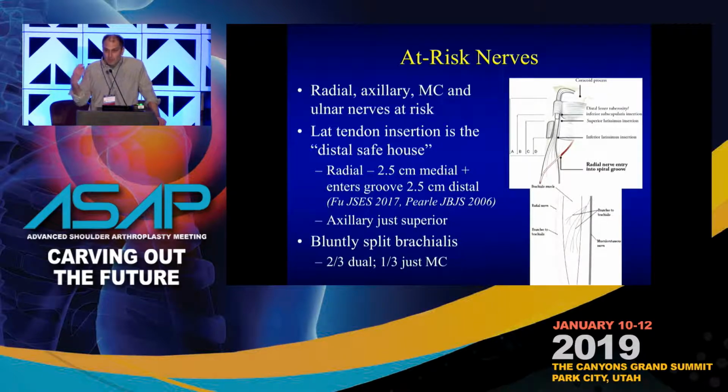We all know the coracoid as the lighthouse of the proximal shoulder. I kind of think of the lat tendon insertion as the distal safe house of the shoulder. You can use the 2.5 rule with regards to the radial nerve. We know that the radial nerve is 2.5 centimeters medial to the insertion of the lower border of the latissimus tendon, and it also enters the groove 2.5 centimeters distal to the lower border of the latissimus.